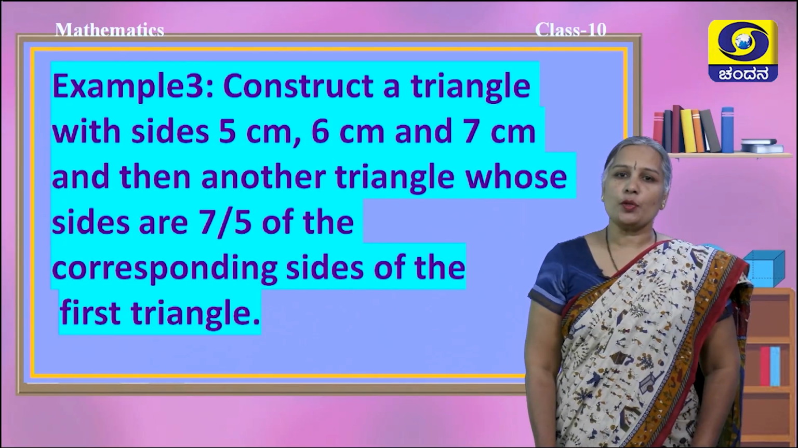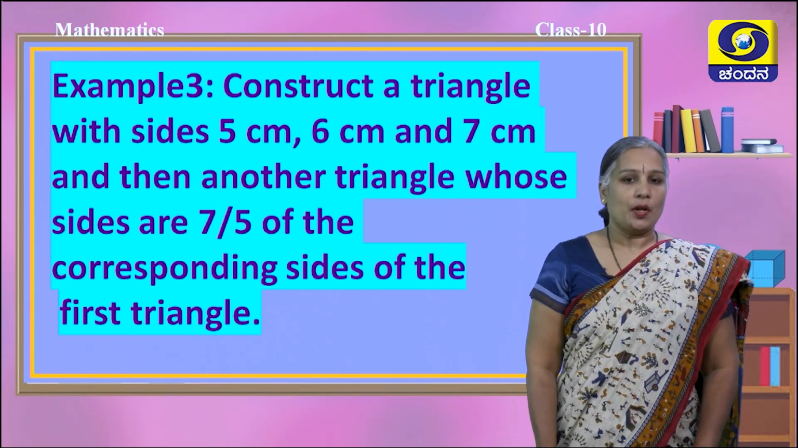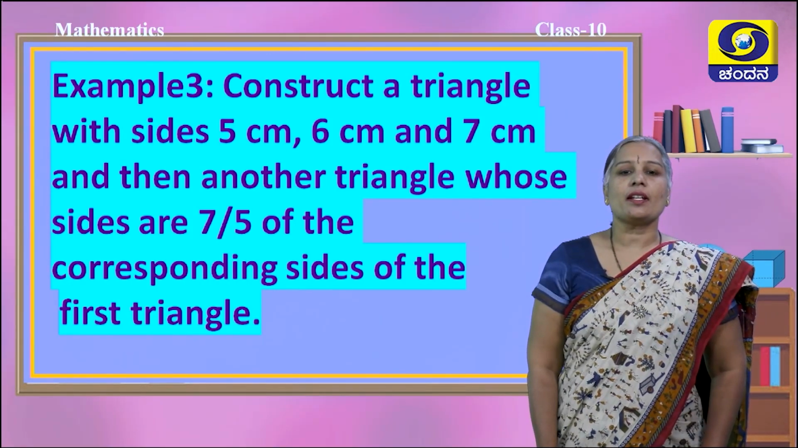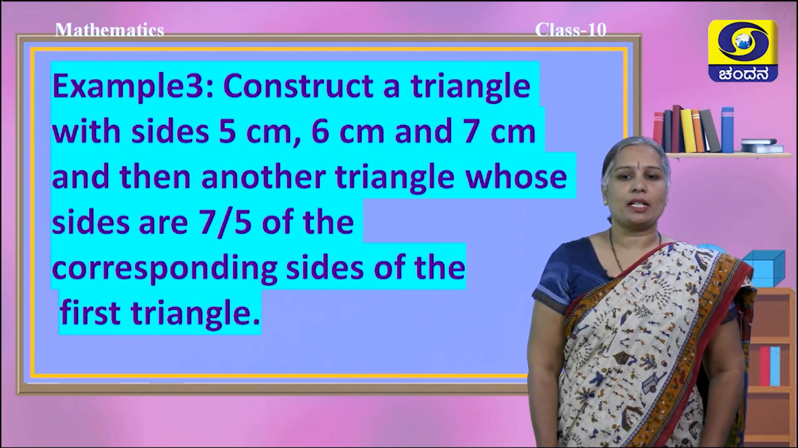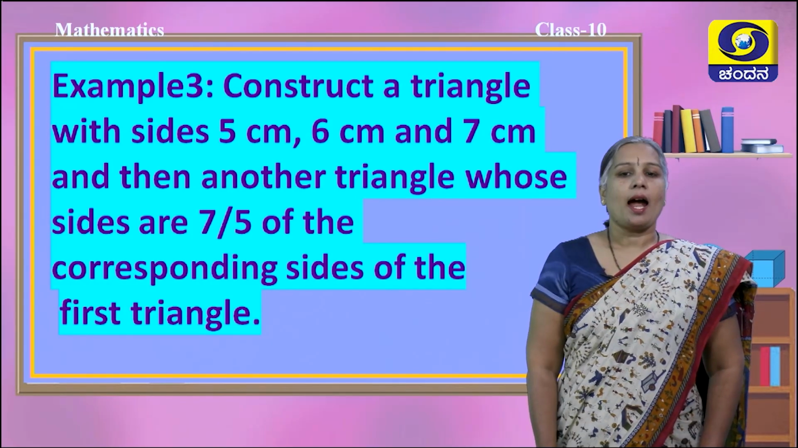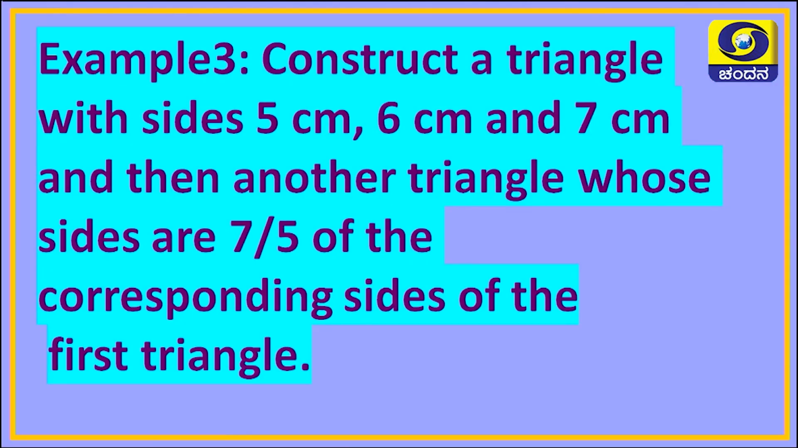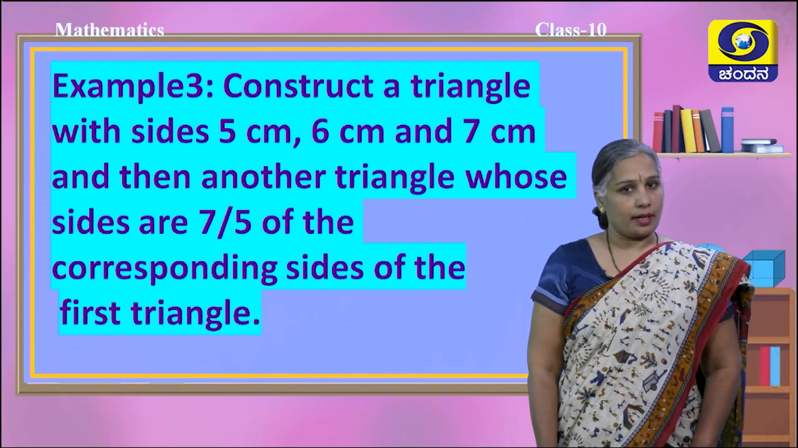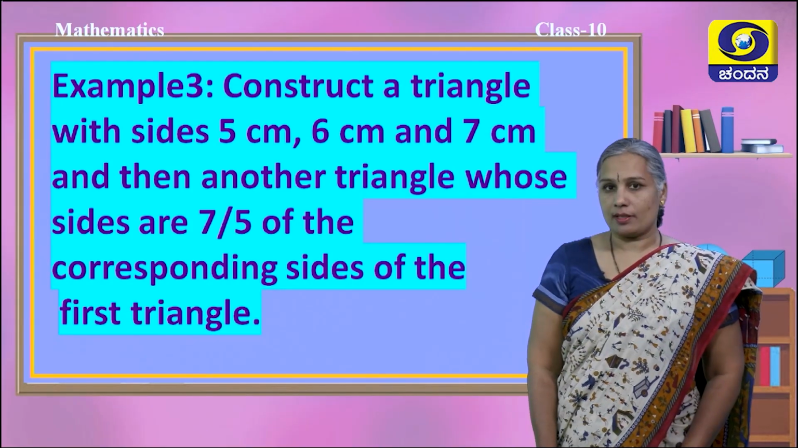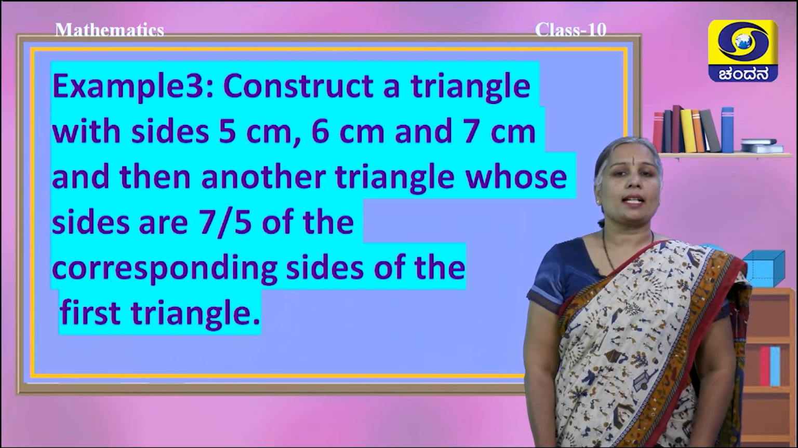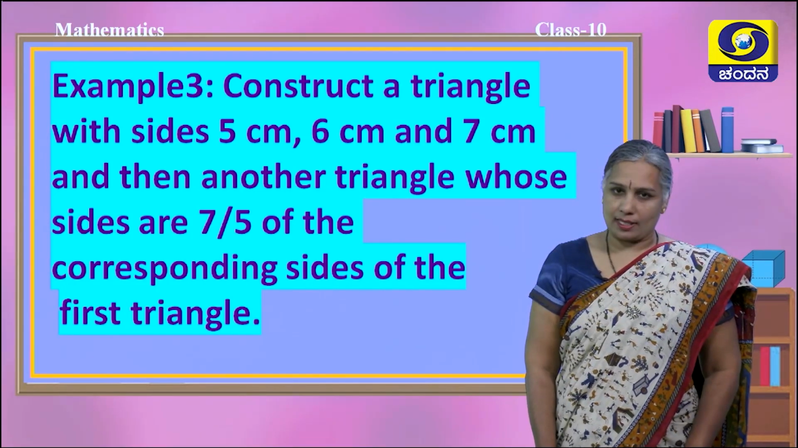Now we will move to the next example, which says construct a triangle with sides 5 centimeter, 6 centimeter and 7 centimeter, and then another triangle whose sides are 7/5 of the corresponding sides of the first triangle. It means first we have to construct a triangle of sides 5 centimeter, 6 centimeter and 7 centimeter, exactly as we did in the previous example.